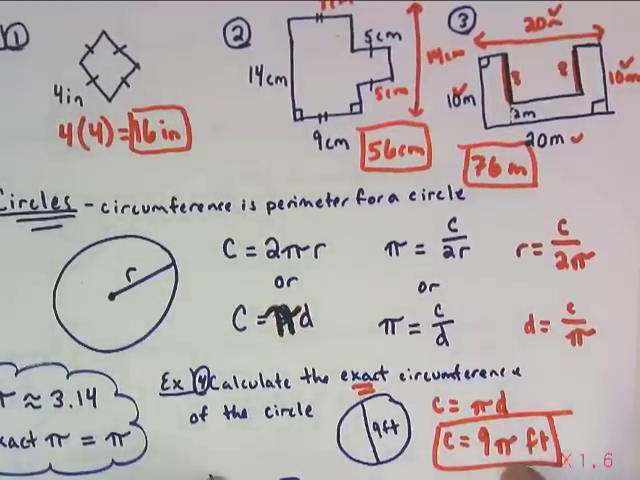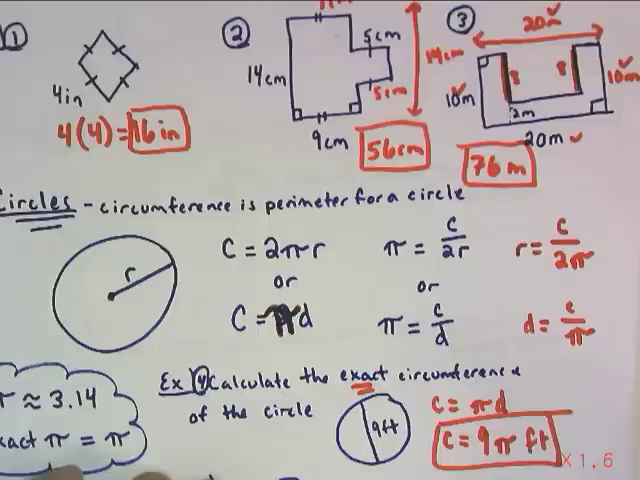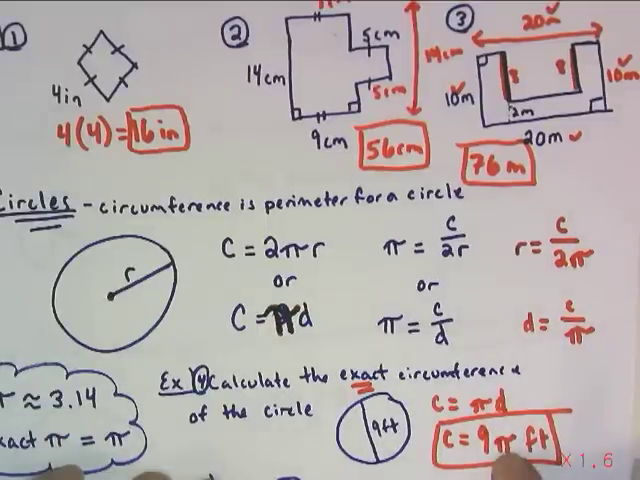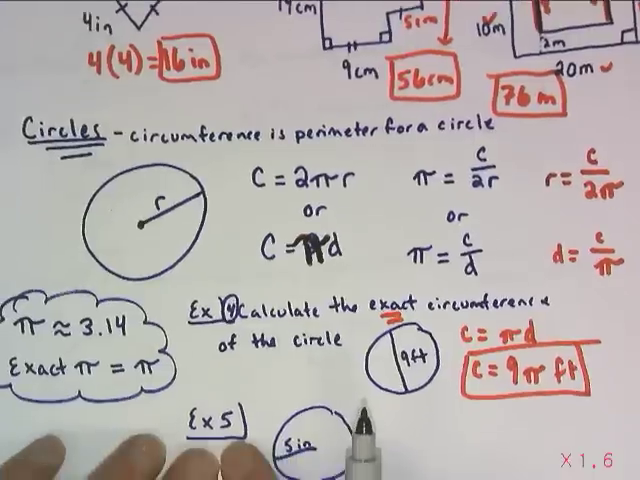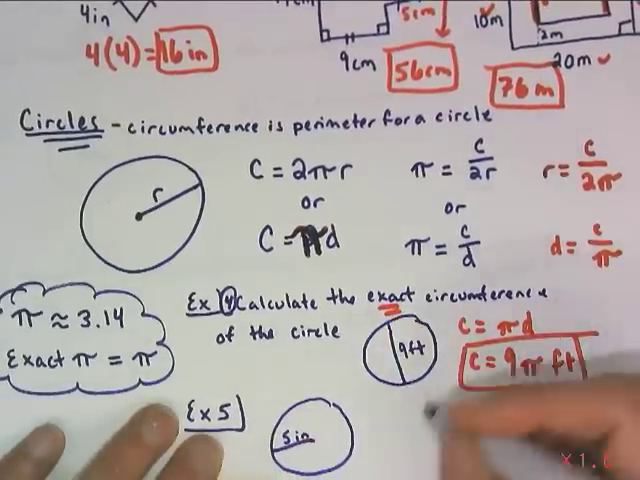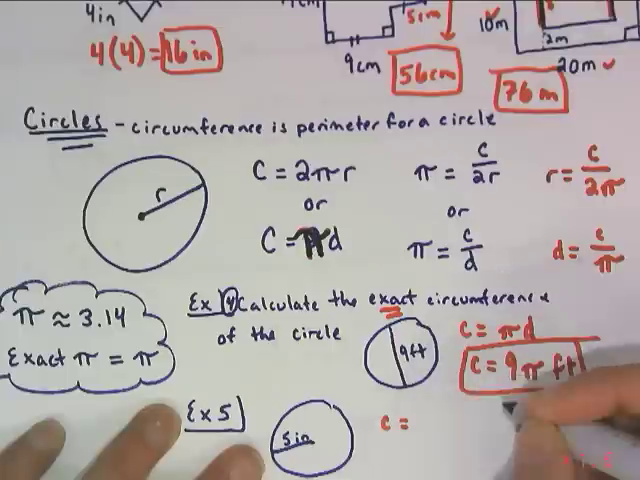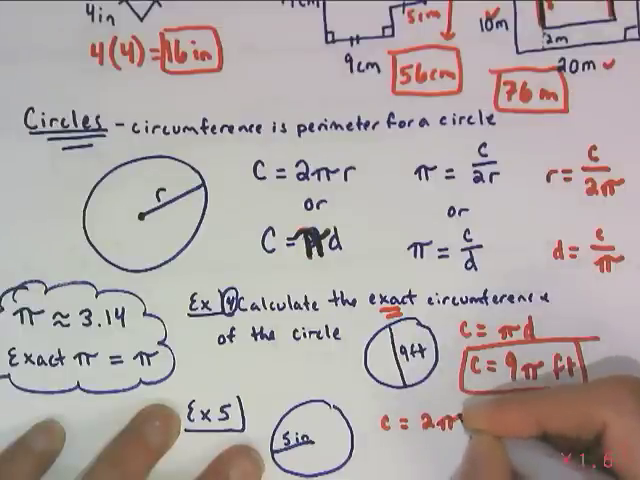And you'll find that this saves you a lot of work down the line if you know how to use exact pi. Right? For example 5, again, the exact circumference, I'm given the radius, so you can use the formula 2 pi r.